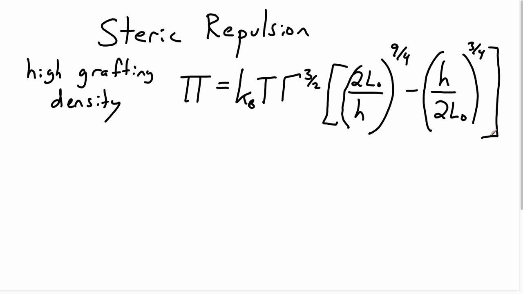We look at this equation. Pi is given in terms of pressure, the force per unit area for two approaching surfaces. And we can see that it's going to be proportional to kT, the thermal energy, and that's because this is an entropic effect. We also see that h is the distance between the two approaching surfaces, and L naught is the brush height, since we're working at high grafting density.